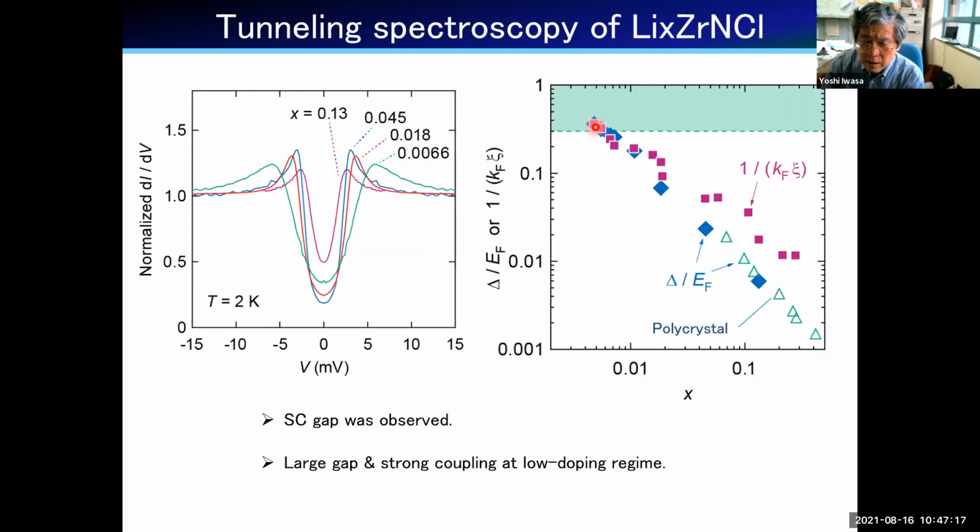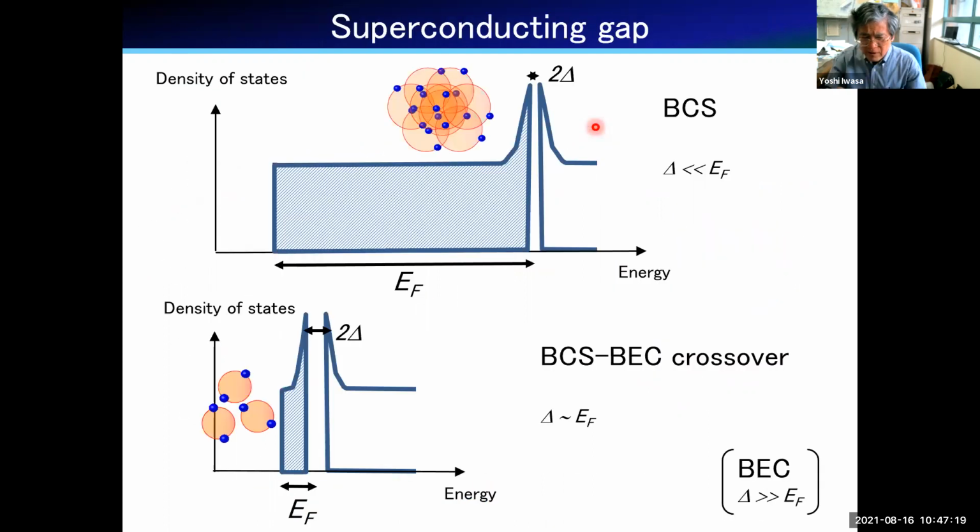And let me show this first. So now in the BCS regime, the delta is much smaller than EF. But now our 2 delta is comparable to EF. So, that data clearly shows that we are now in a very different region from BCS, which we believe is the BCS-BEC crossover region, because delta is comparable to EF.